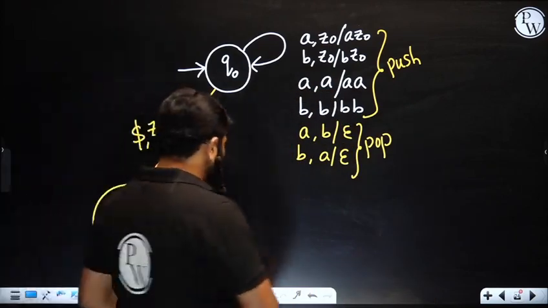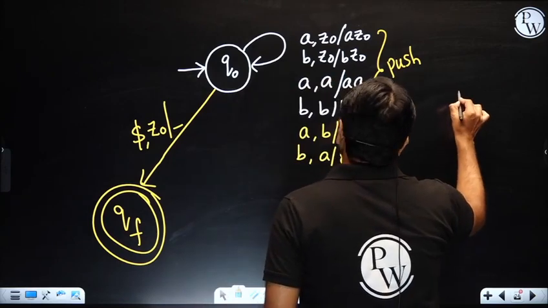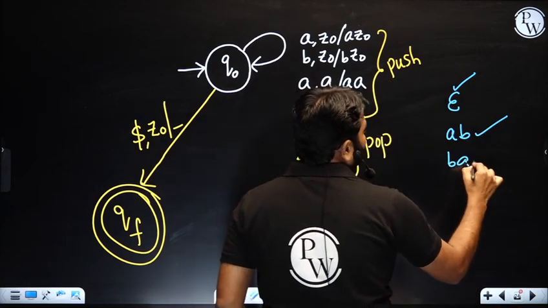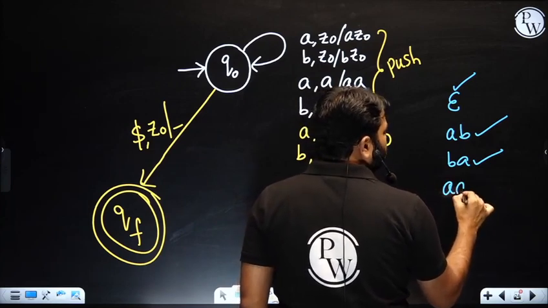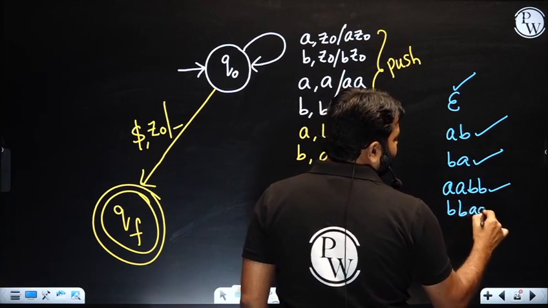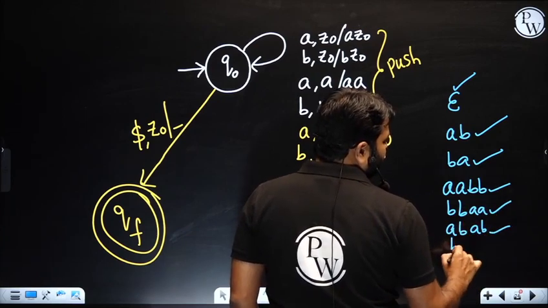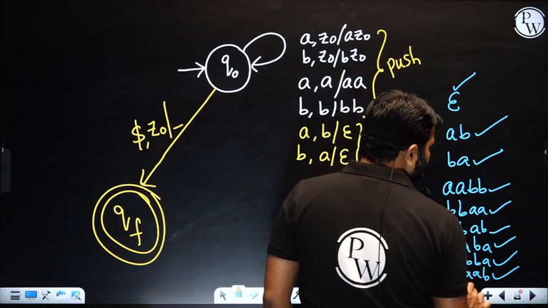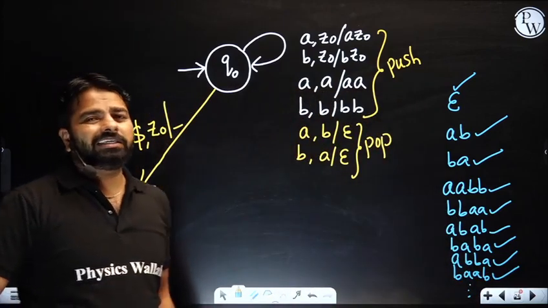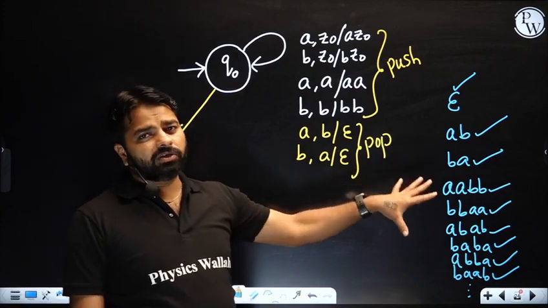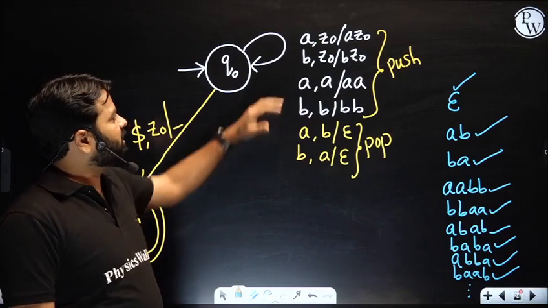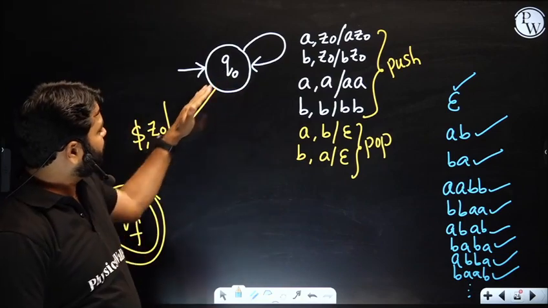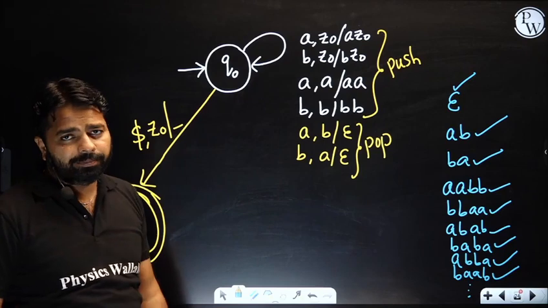So it should accept epsilon. Initially, see, this is epsilon, and AB should accept, BA should accept, and what else? AABB should accept, BBAA should accept, ABAB should accept, BABA should accept, and ABBA should accept, BAAB should accept, and so on. Whatever the string, whether it starts with B or A, doesn't matter. If the number of A's equals the number of B's, then definitely you will halt at final, as this guarantees every A will be compared with a B. If the string has equal numbers of A's and B's, at the end of the string you will definitely take this transition to reach final. Okay. Next.